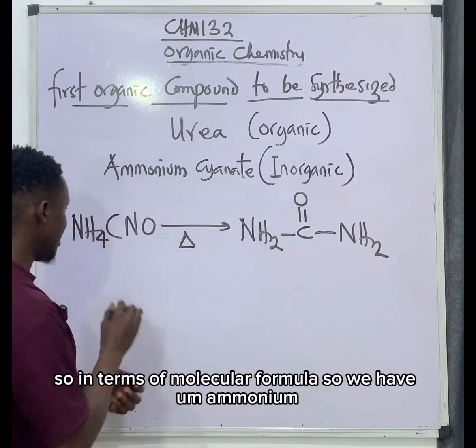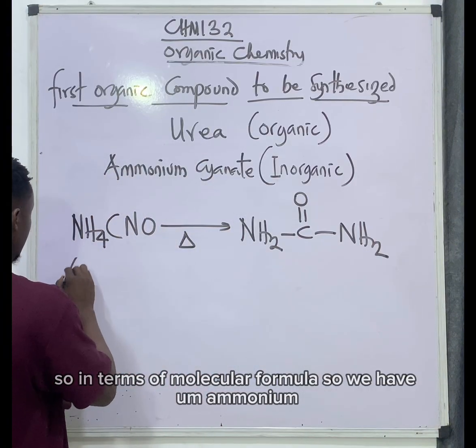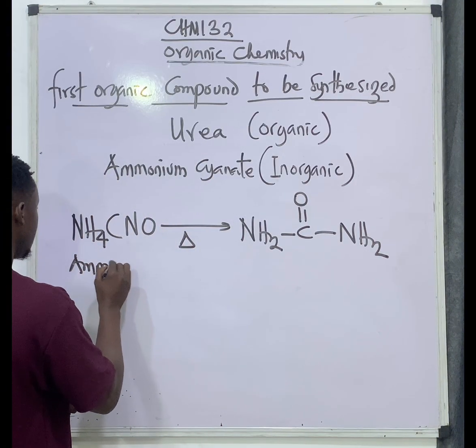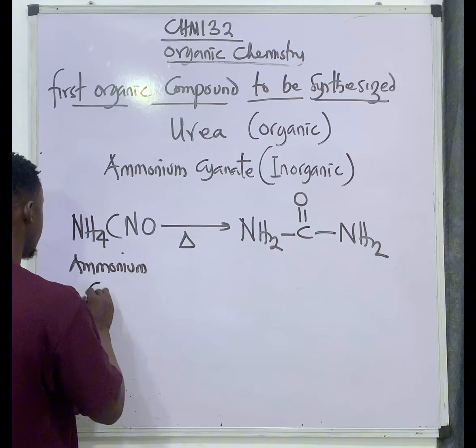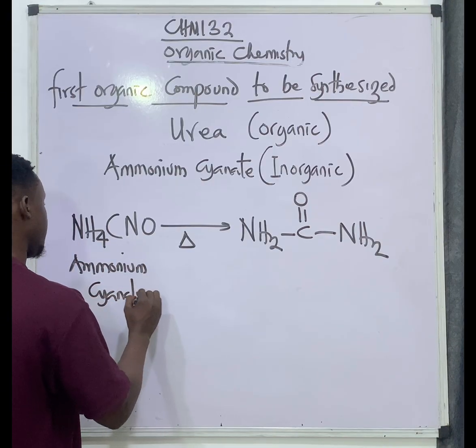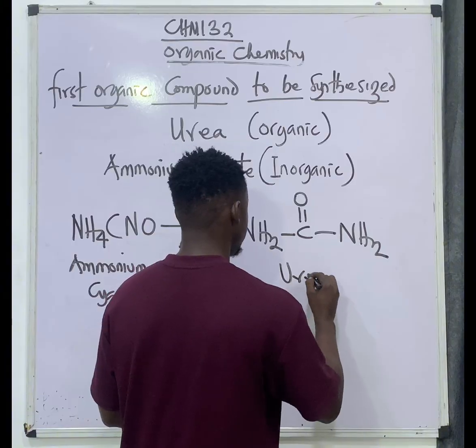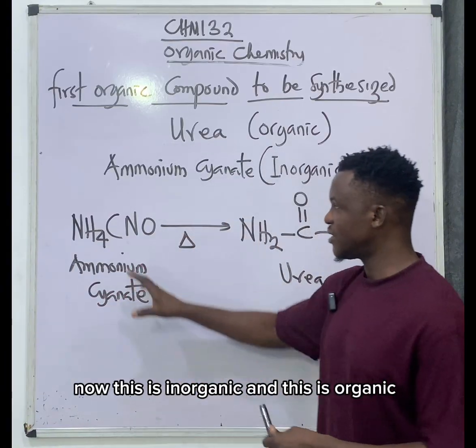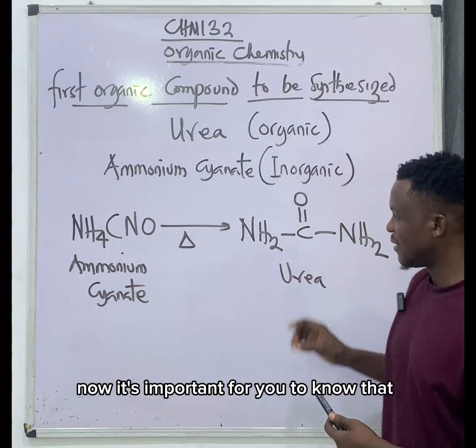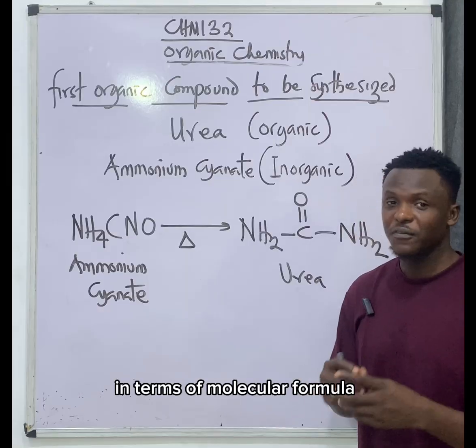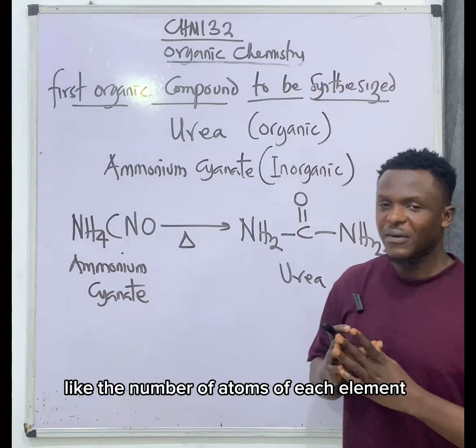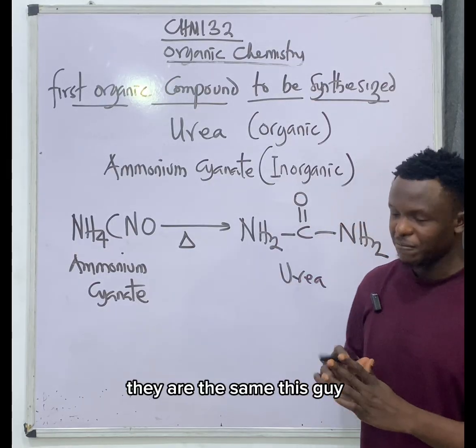So in terms of molecular formula, we have ammonium cyanide, and this is urea. Now this is inorganic and this is organic. It's important for you to know that in terms of molecular formula, like the number of atoms of each element, they are the same.